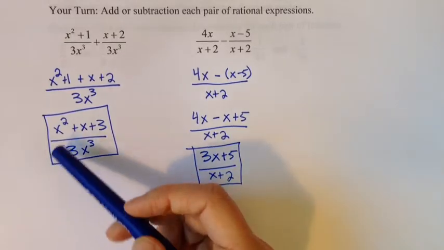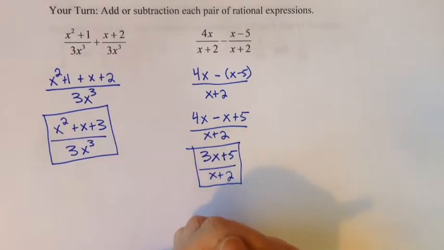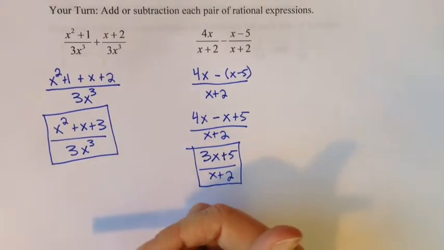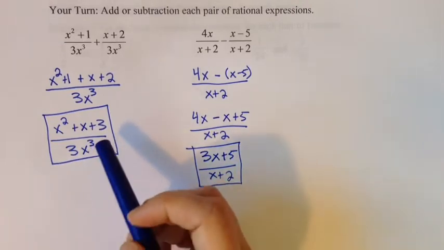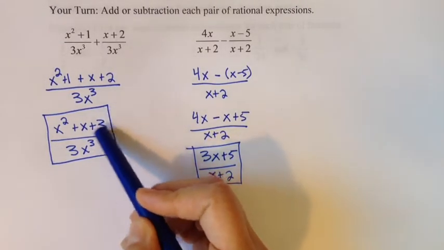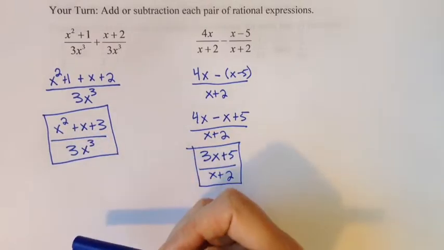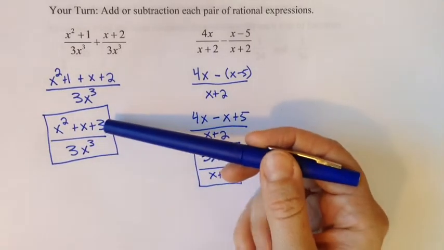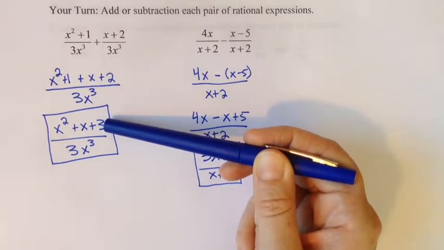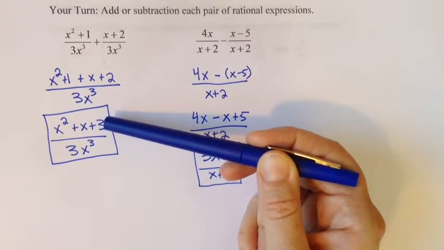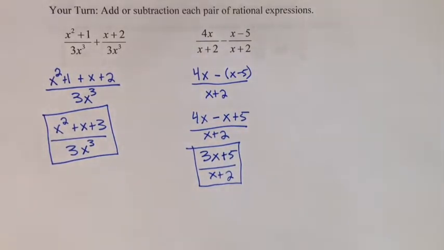The second thing that I notice is that x squared plus x plus 3 is actually a prime polynomial. There's no way to factor it, since there are no two things that multiply together to be 3, but add together to be positive 1. So this top polynomial actually won't factor at all, so I'm very confident that this is my final answer and that it's as simplified as possible. Now let's look at this second example.